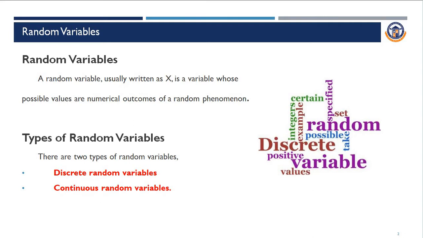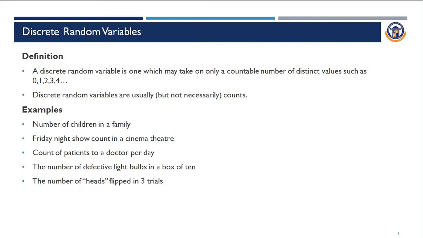Types of random variable. There are two types of random variables. One is discrete random variable, the other one is continuous random variable. Discrete random variables. A discrete random variable is one which may take on only a countable number of distinct values such as 0, 1, 2, 3, etc. Discrete random variables are usually counts.